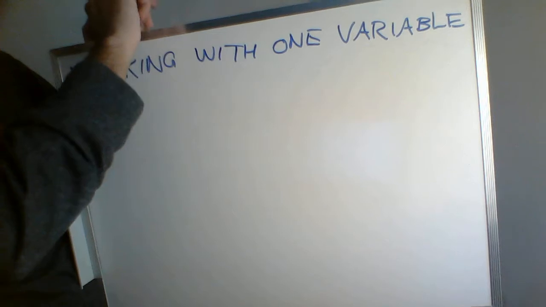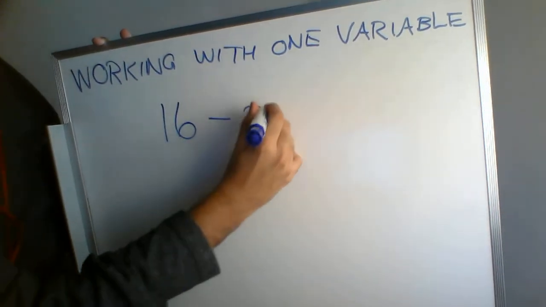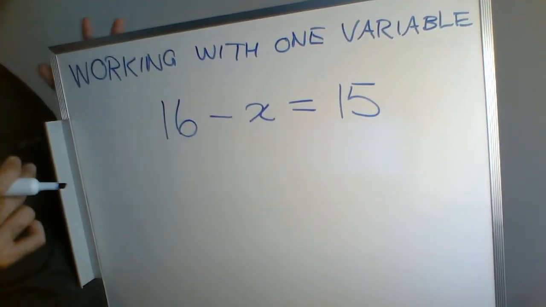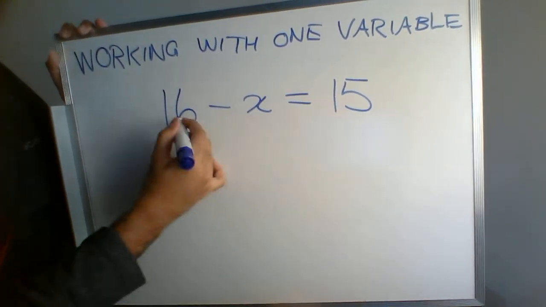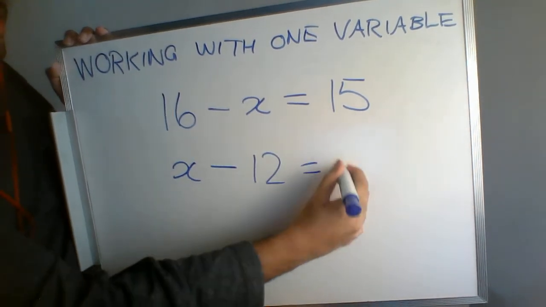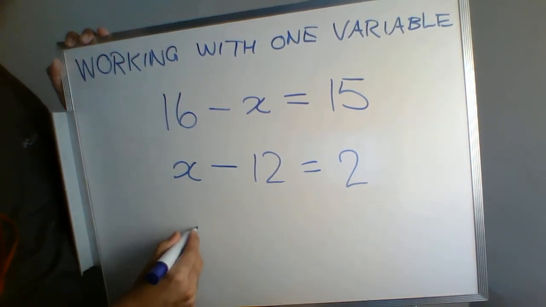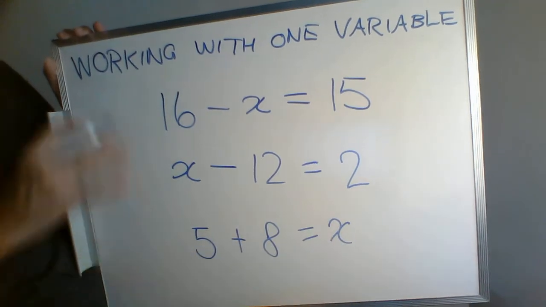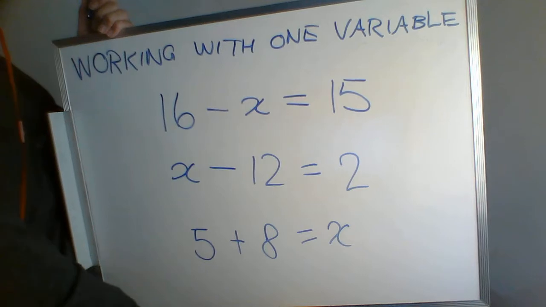Now similarly with subtraction, you could have had something like 16 minus x equals 15, right? Again, it's not a hard problem to solve. The idea is just that your unknown quantity can be really anywhere. It could have been 16 minus x is 15. I could have done x minus 12 is equal to 2, or I could have done something like 5 plus 8 equals x. These are all different examples, not connected to one another in any way.